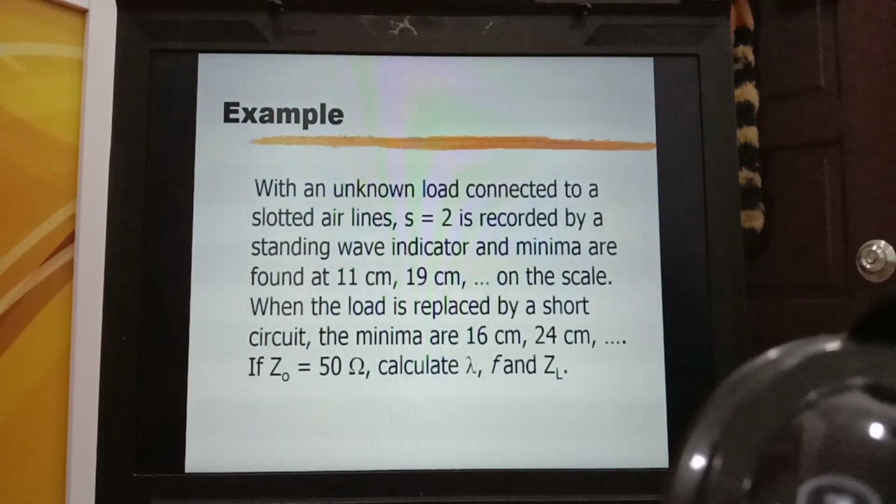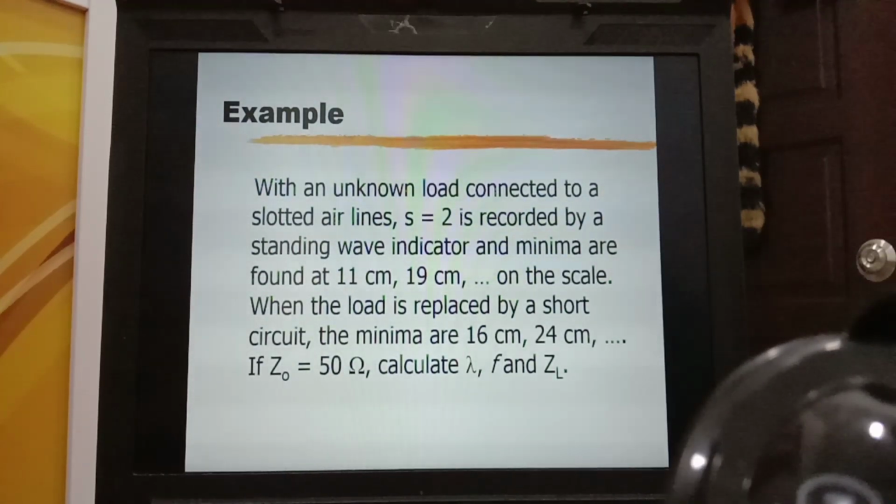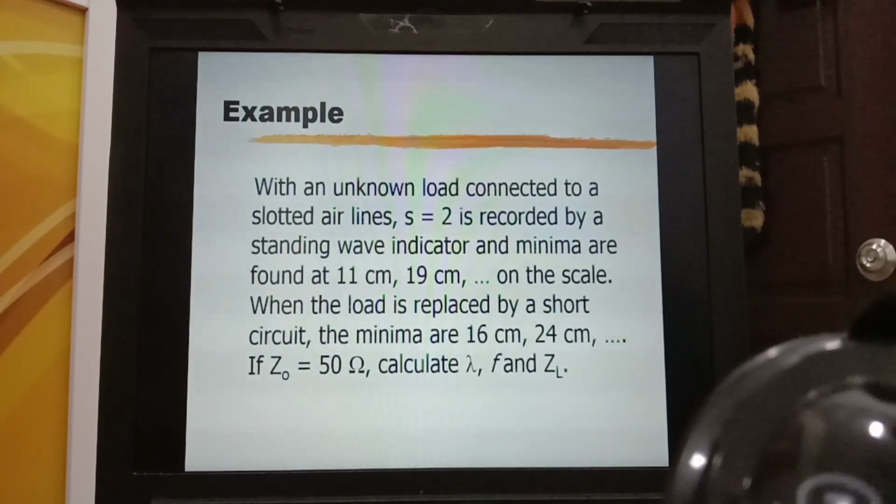First, we are given the standing wave pattern. We are told that the minima occur at 11 cm and 19 cm, and so on. That is the case when the transmission line is terminated by the unknown load. You notice that the distance between the two subsequent minima, one at 11 cm, another at 19 cm, is 8 cm.